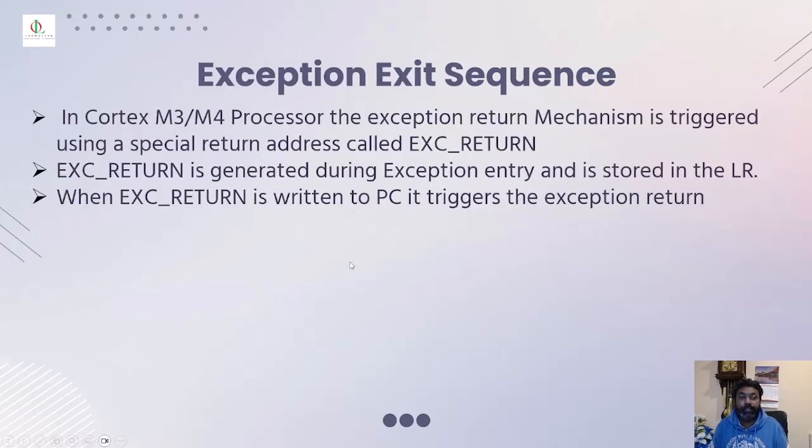The exception exit sequence in ARM M3 and M4: when it finishes, it unstacks the values through pop instructions. Pop is retrieving the data out, and it returns with a special function register value called exc_return. When exc_return is generated during the exception, it is stored first in the link register, the LR register, and the LR register passes exc_return to the program counter, which triggers the exception return, and that's our return to the program counter.